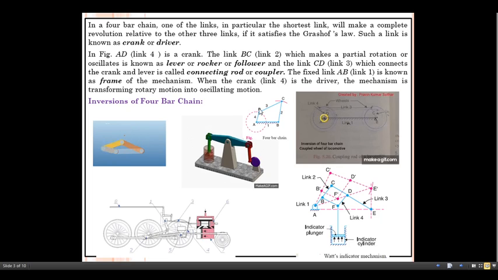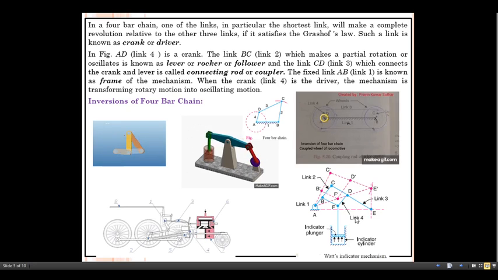Now we'll see one by one the inversions of the four bar chain. The first one is the beam engine, another name given for this is crank and lever mechanism. The next inversion of the four bar chain is the coupled wheel of locomotive, another name for which is double crank mechanism. The next one is the Watt's indicator mechanism. Let us see the first one.